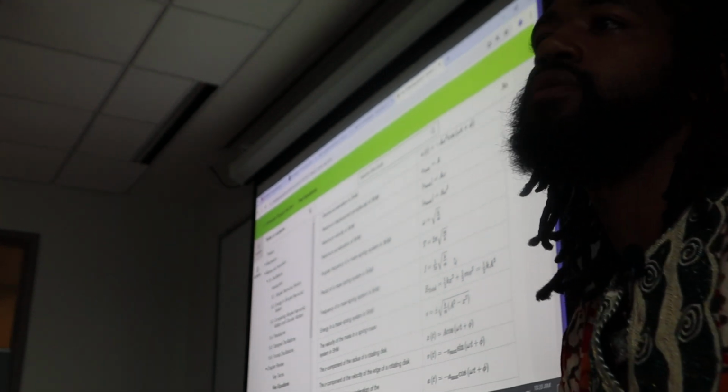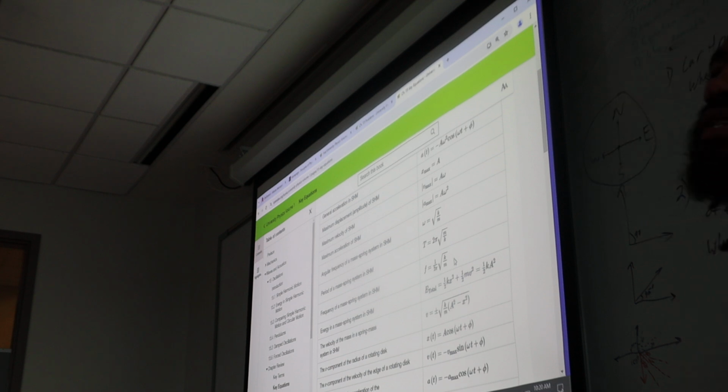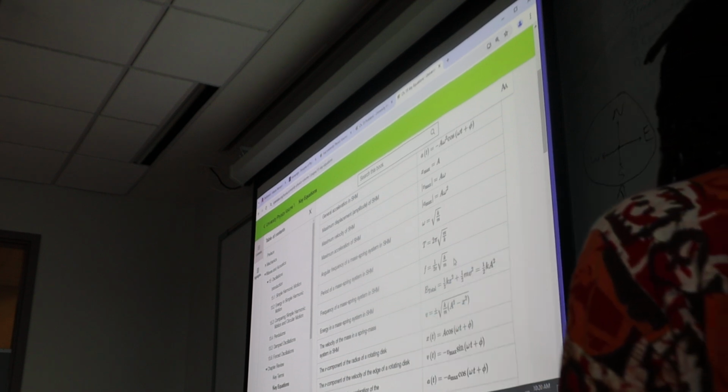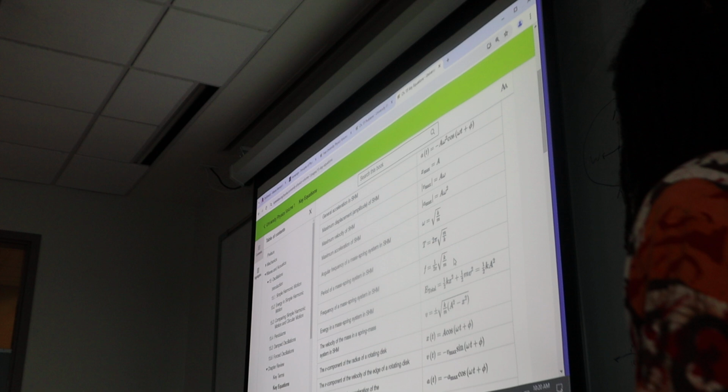f equals 1 over T, and T is 2 pi square root of m over k. And then the opposite of that is going to be 1 over 2 pi square root of k over m.